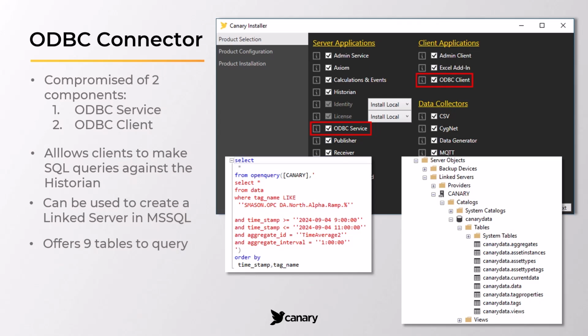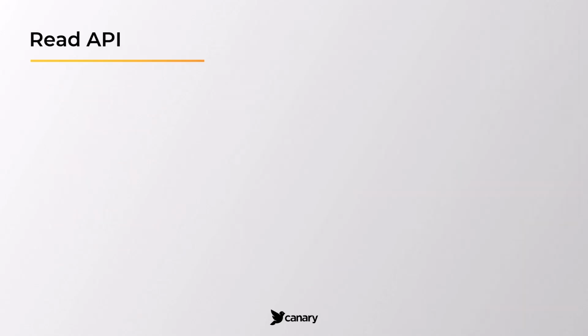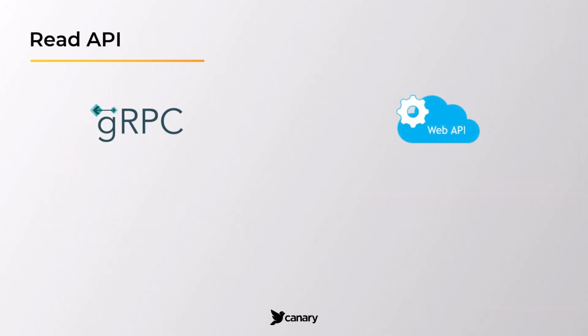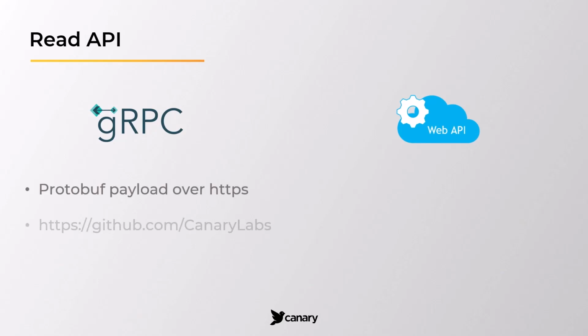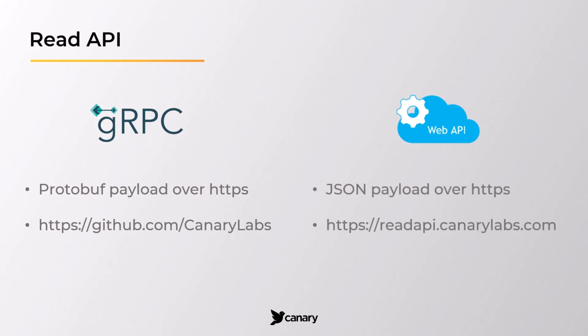The next client tool is Canary's Read API. Canary offers both a gRPC and a web API for clients needing to integrate with third parties. The gRPC API delivers a protobuf payload over an HTTPS connection. A .NET 8 example can be found by visiting our GitHub page using the URL shown below. The web API uses a JSON payload over HTTPS. Documentation can be found by visiting readapi.canarylabs.com.